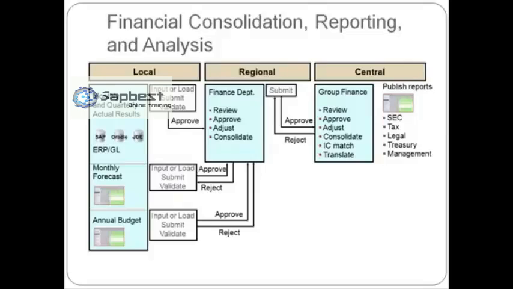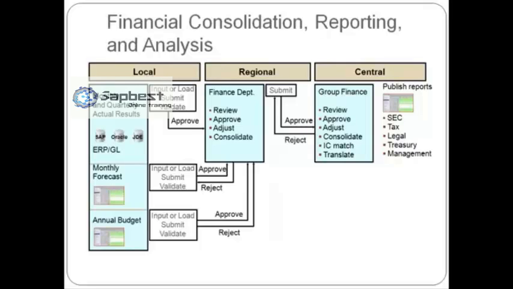This is a financial consolidation, reporting and analysis layer. The process has been explained over here. How does it work? You work on consolidation, so you will have a fair amount of idea, but still I will explain it with respect to Hyperion. At the base level, entities do the monthly forecast, annual budget, or financial consolidation, which goes to the regional level for approval, rejection or monitoring purposes.